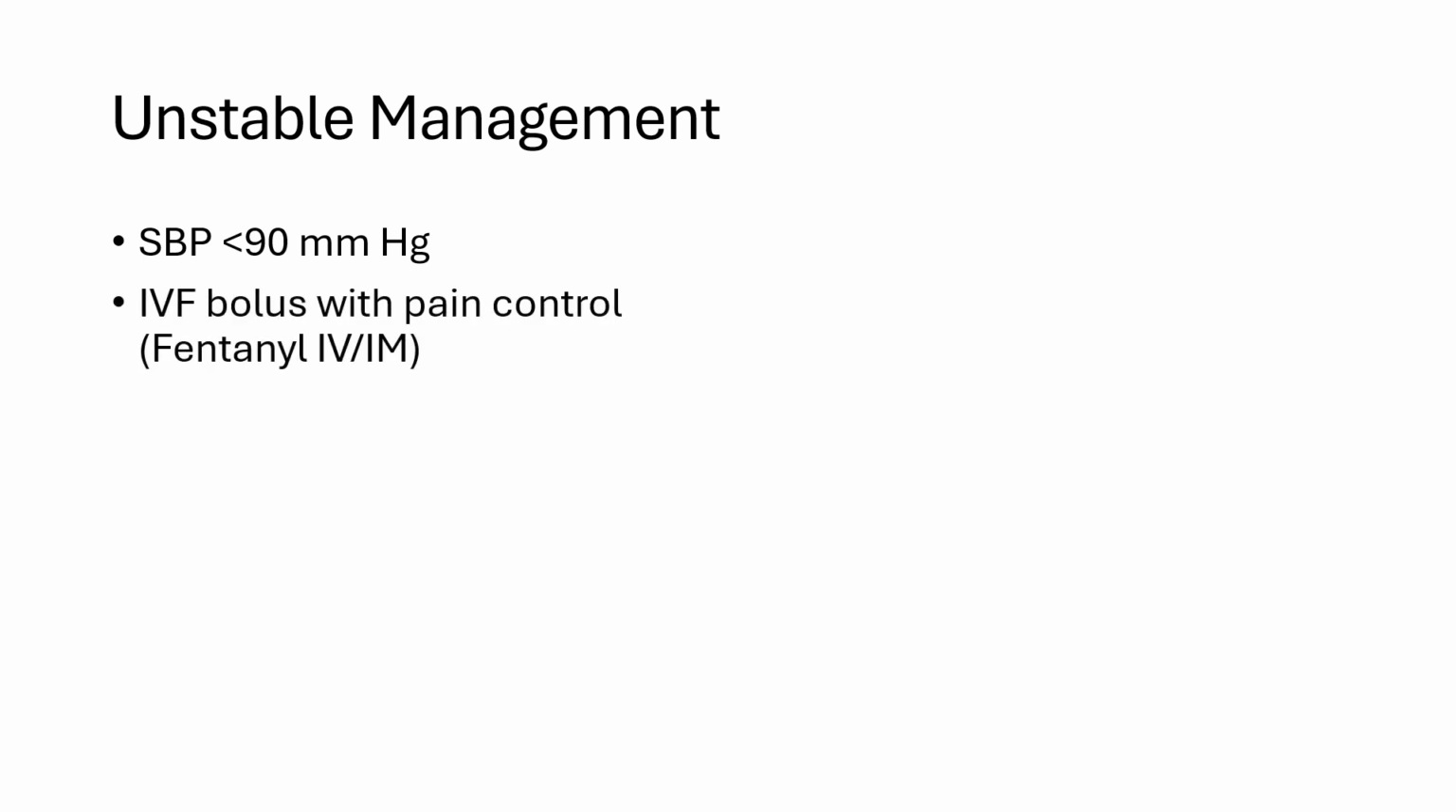So how do we really handle this? For an unstable patient, we're going to define that as SBP less than 90. This is someone who is considered unstable with SVT. So I would go ahead and do an IV bolus, so a little bit of IV fluids, and some fentanyl for pain control. You can do either IV if you have IV access, or IM.